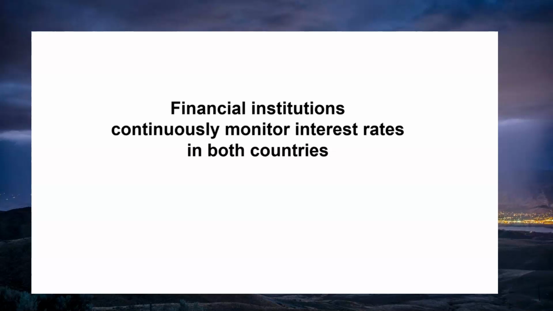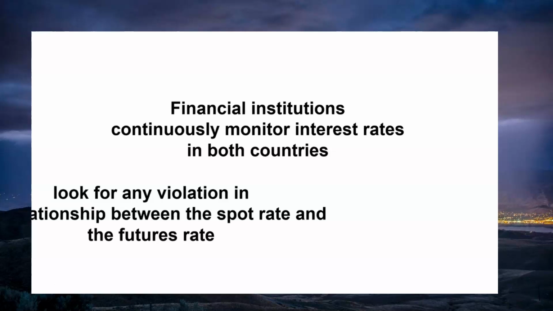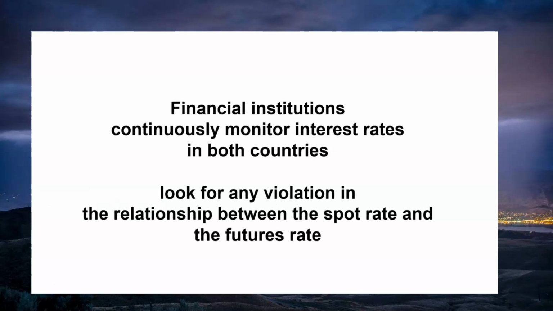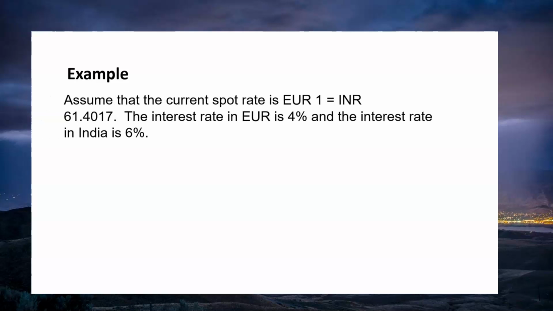Financial institutions continuously monitor interest rates in both countries and look for any violation in the relationship between the spot rate and the futures rate. Now let us consider an example. Assume that the current spot rate is rupees 61.4017 per euro. The interest rate in Europe is 4% and the interest rate in India is 6%. The 90-day futures are priced at rupees 61.8233.